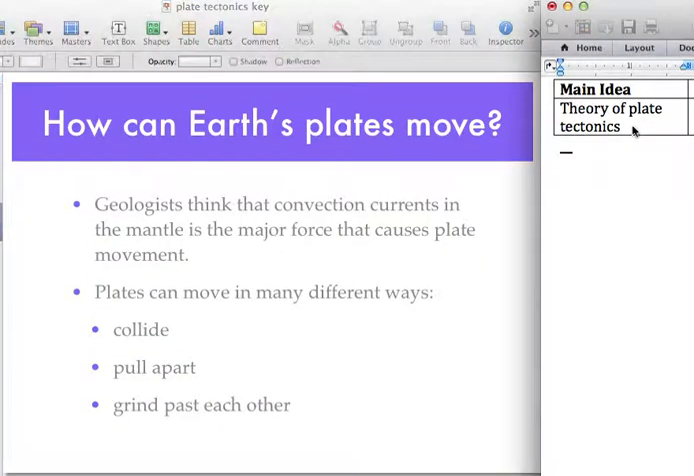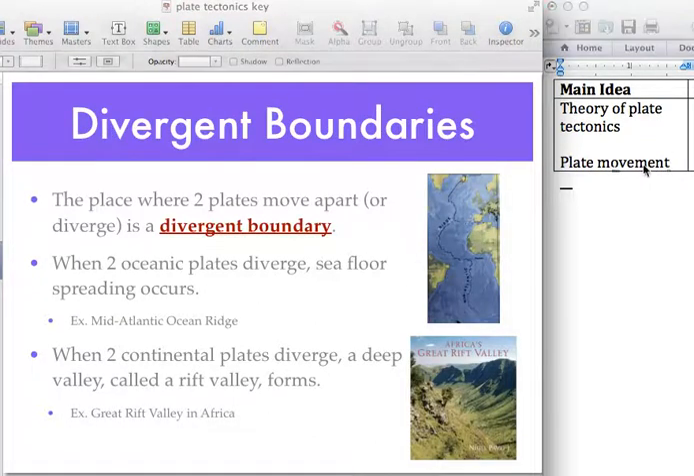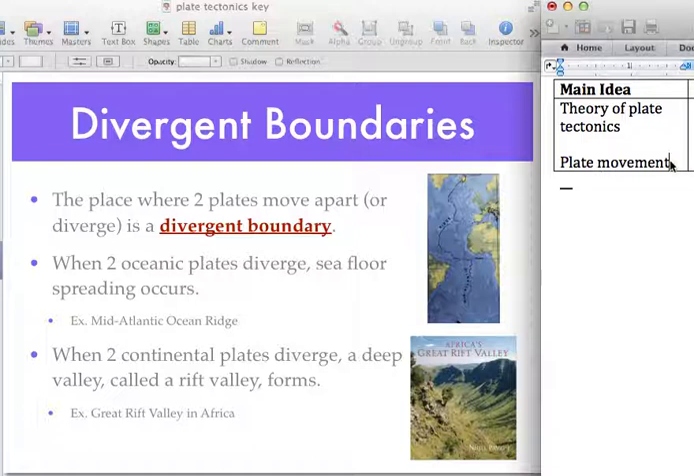So, how do the Earth's plates move? The convection currents in the mantle are the major force that cause the movement of these tectonic plates. So, as the convection current reaches the surface, it moves off to the side and drags the plate with it. And so, at these plate boundaries, they can move in many different ways. Plates can collide, they can pull apart, or they can slide past each other. And each one is a different type of plate boundary. So let's get started with the first.